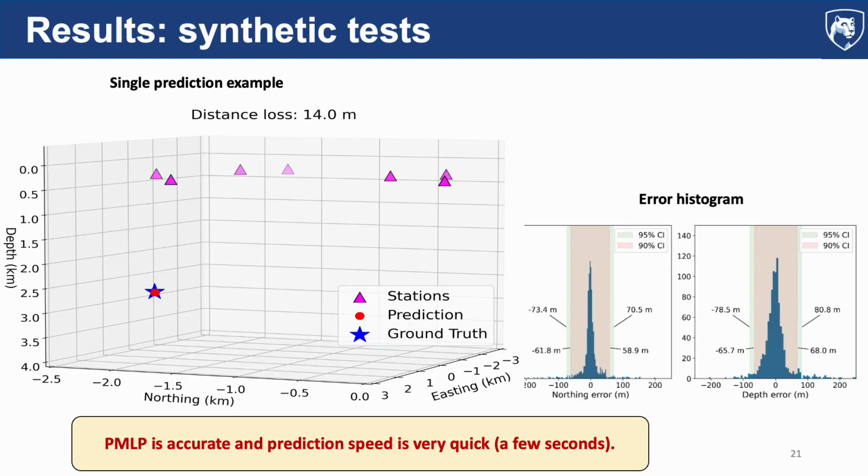And again, the first exercise is a synthetic test. As you can see, our prediction is quite close to the ground truth. The error is about 50-80 meters. So that's a pretty satisfying result. But the important information I want to give you is that our prediction is very fast. It takes just a few seconds.